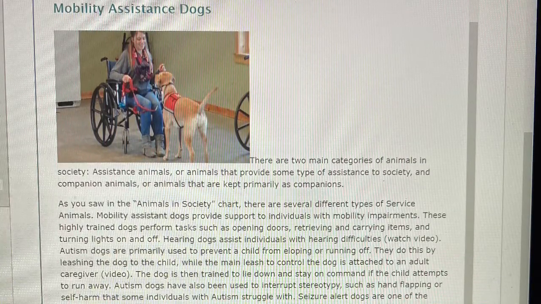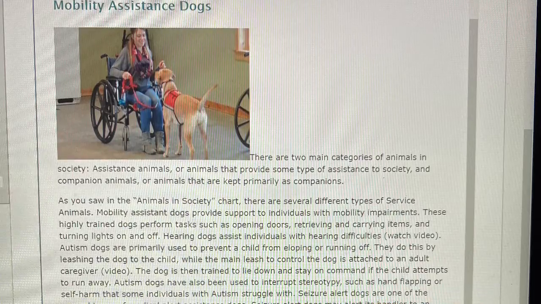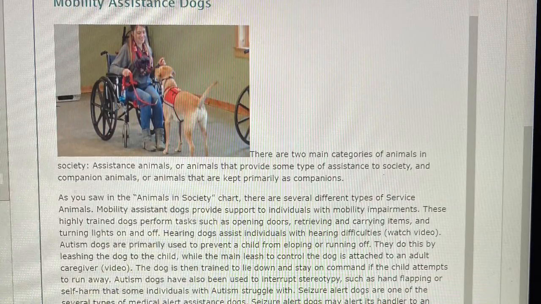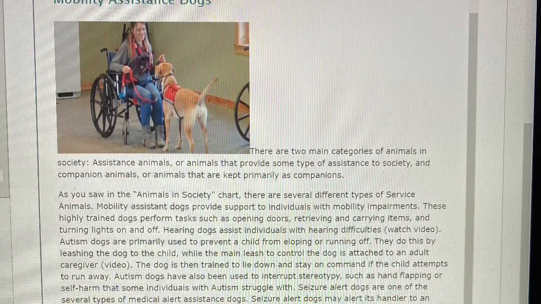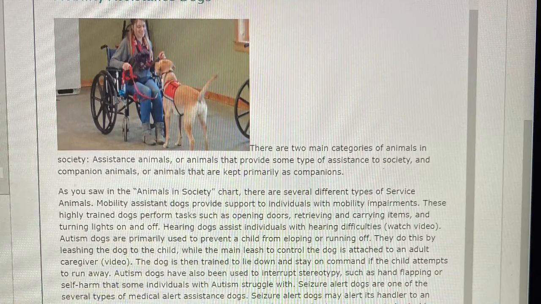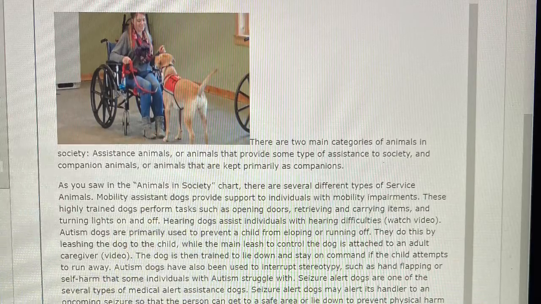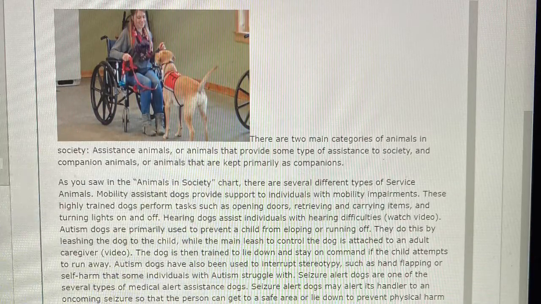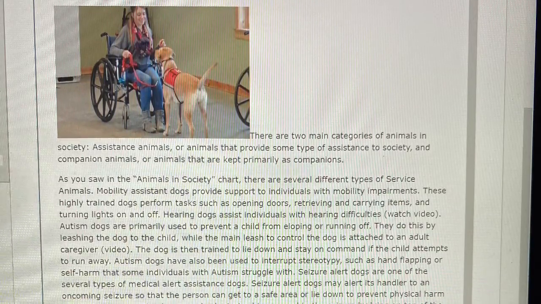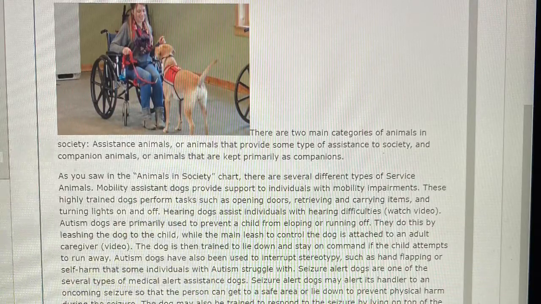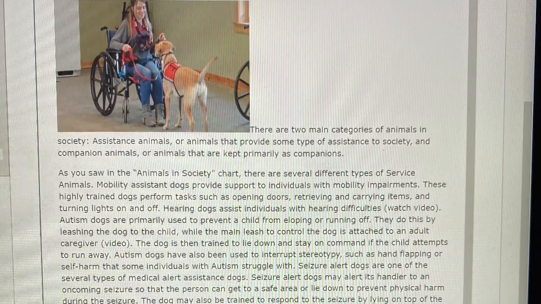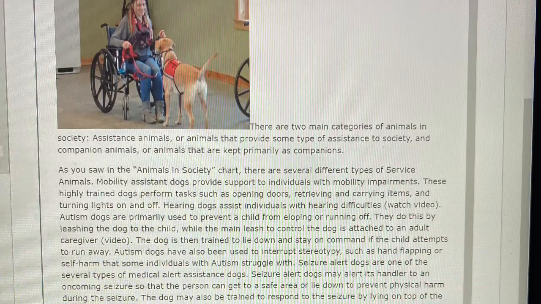Autism dogs are primarily used to prevent a child from eloping or running off. They do this by leashing the dogs to the child. While the main leash to control the dog is attached to an adult caregiver, the dog is then trained to lie down and stay on command if the child attempts to run away. Autism dogs have also been used to interrupt stereotypy, such as hand flapping or self-harm, that some individuals with autism struggle with.